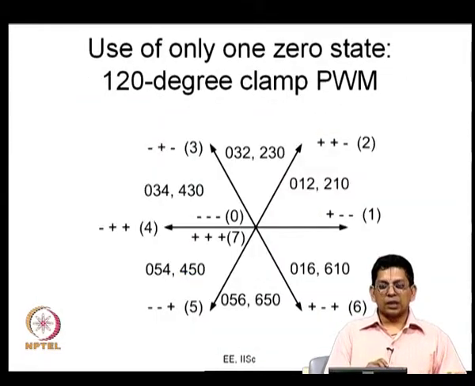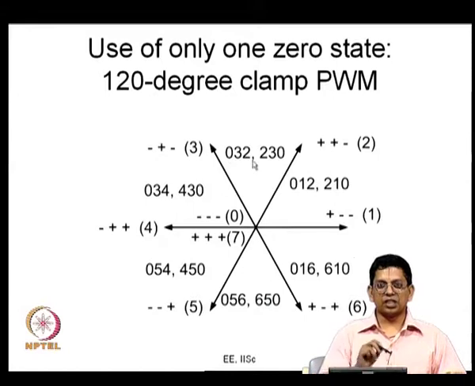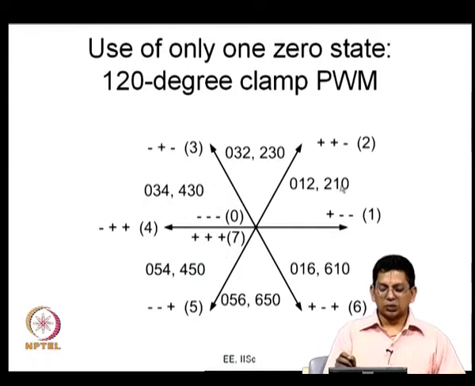Next, let us say instead of the 0 state 7, I use only 0 state 0 throughout. You see that everywhere 0 is written and 7 is never written in the sequences now. In the entire sector 1, I use 0, 1, 2, 2 and 0. So, 0 meaning minus, minus, minus. I do not use the state plus, plus, plus at all. So, here what will happen?